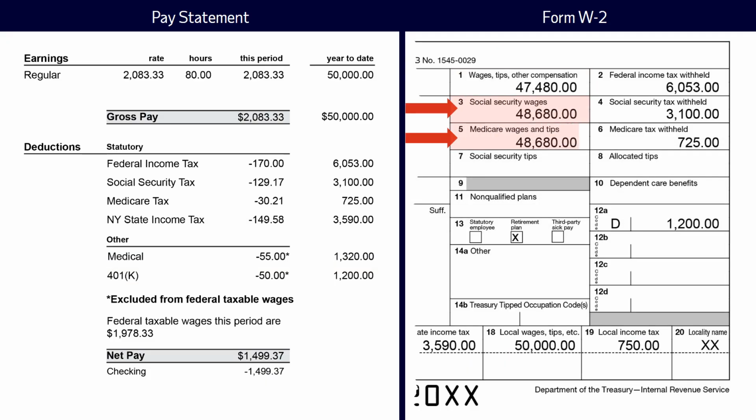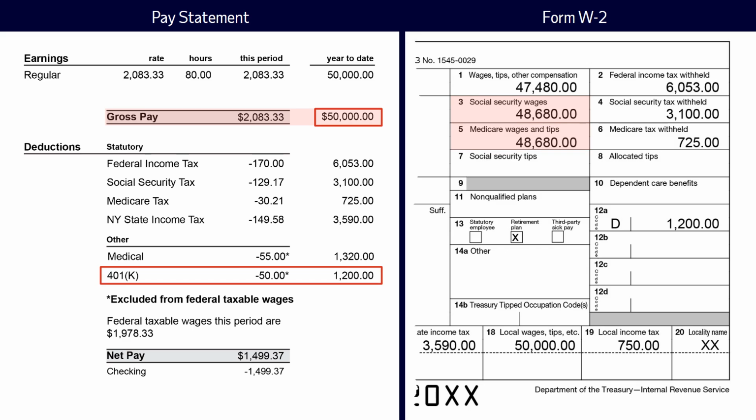Boxes 3 and 5, Social Security and Medicare wages. These boxes display the wages subject to Social Security tax, Box 3, and Medicare tax, Box 5. For Jackie, whose annual salary is $50,000, both boxes show $48,680. Only health plan premiums reduce the taxable wages for both Social Security and Medicare.